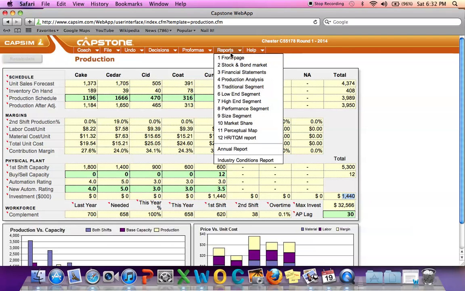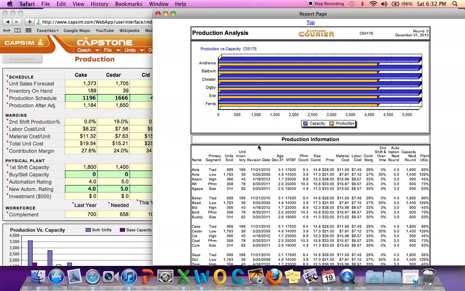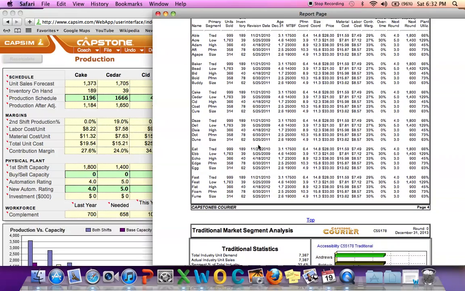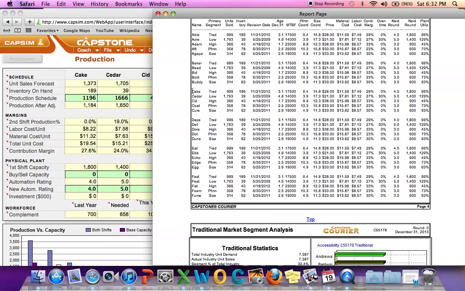The last thing I'll say on production is if we go into the production analysis, this is very important to look at how you did last year and how you're going to do next year. And this is all the information you could ever want about you and your competitors. Remember, the unit inventory we want there is 2 months or less. Ideally, we'd have just one product left over.